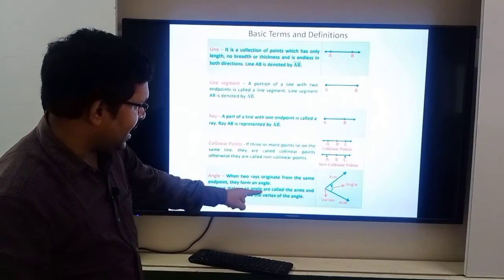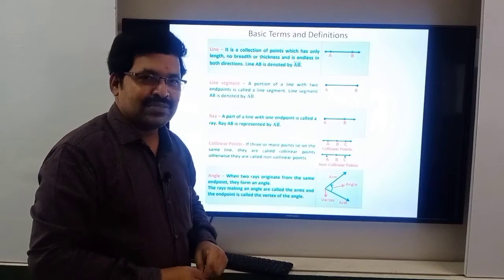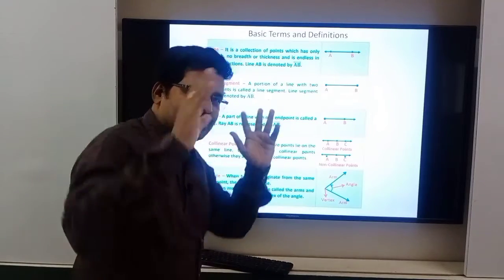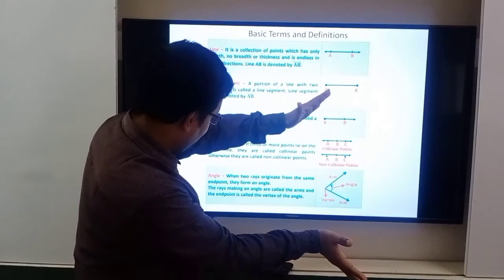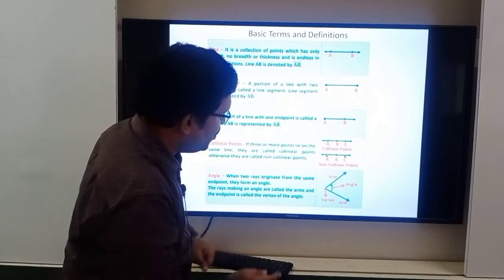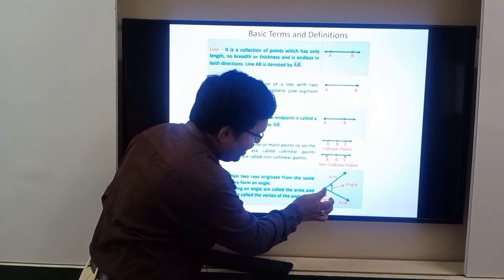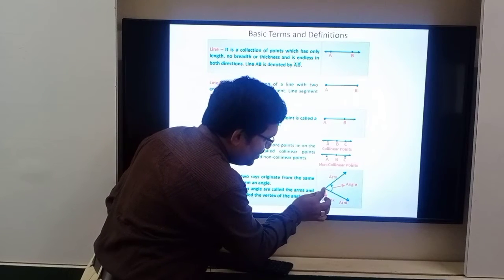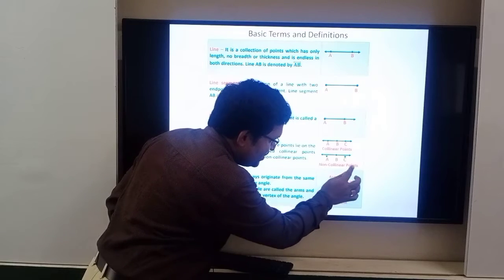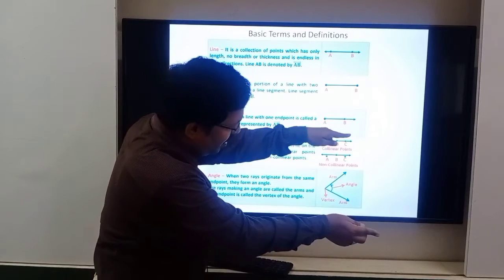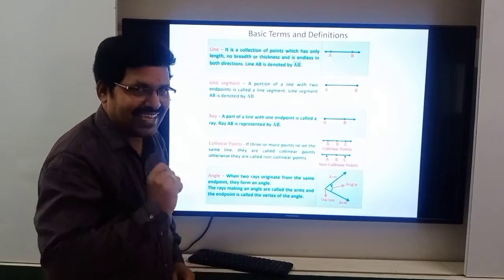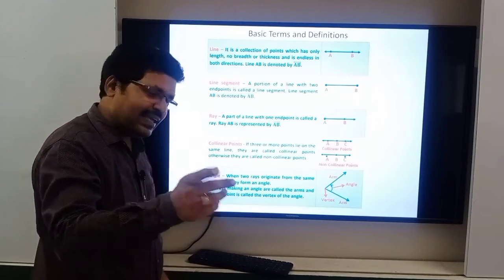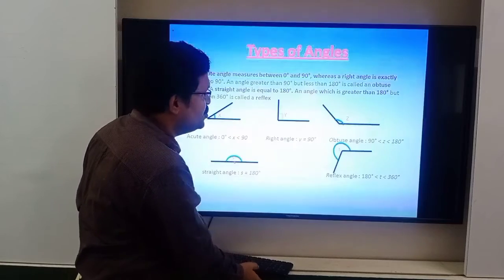The rays making an angle are called arms. So this is 1 arm, this is another arm, the 2 arms. The endpoint is called vertex. This endpoint where the rays are beginning, the ray is going this side, the ray is going this side, those 2 are called arms. The start point is called the vertex. That's it. So you all know it already, but still I just want you to get into this.